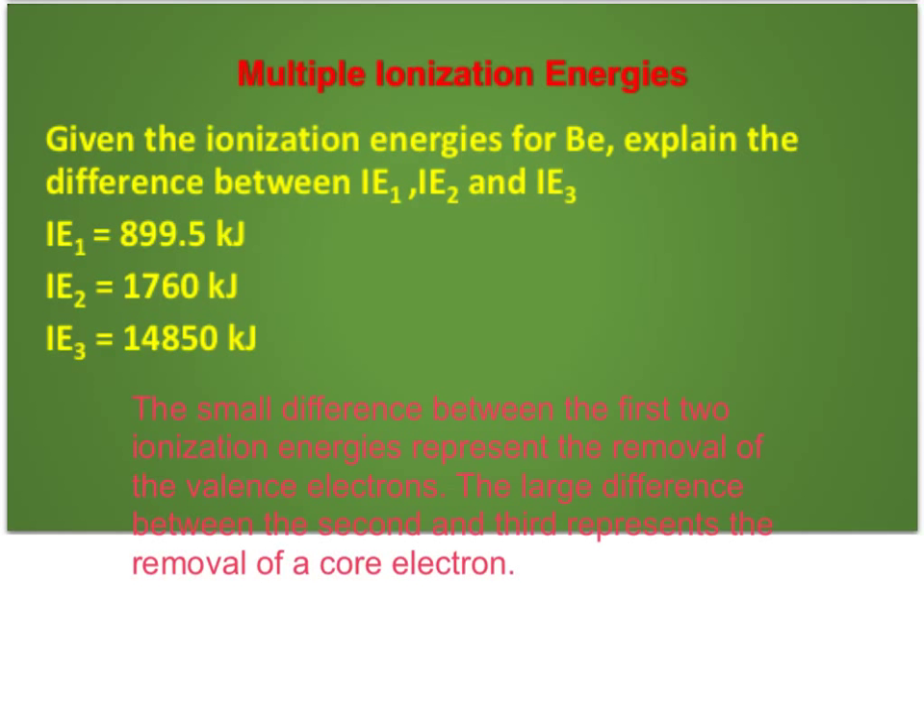Okay, so there you have your answer now. The small difference between the first two ionization energies represents the removal of the valence electrons, because beryllium has 2 valence electrons. The large difference between the second and third represents the removal of a core electron.